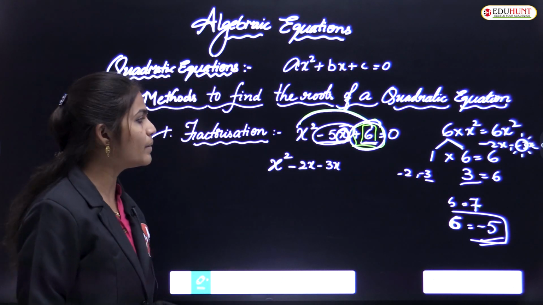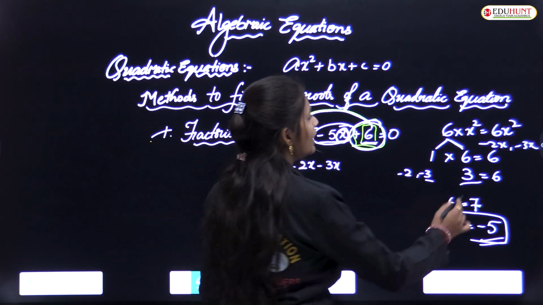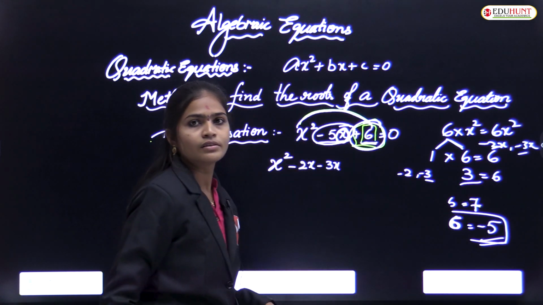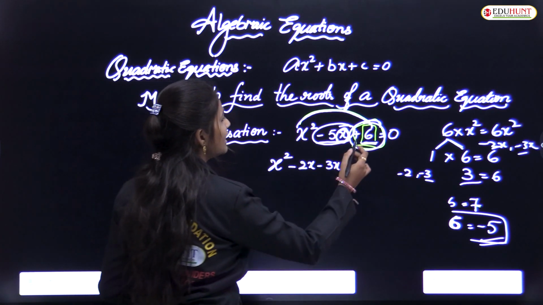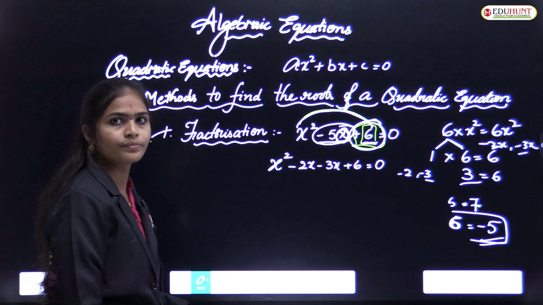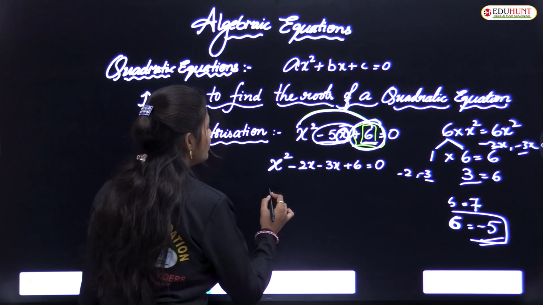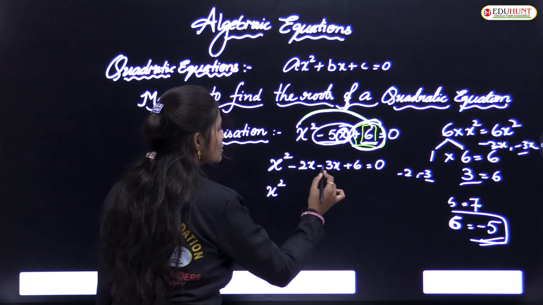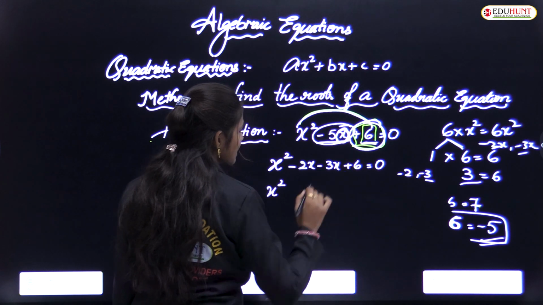Okay, first it is better to take the factors of 2 and 3. Okay, 2 and 3. After that, whichever value is there, write it as it is. So plus 6 is equal to 0. Is it clear to you? Now x square minus 2x minus 3x plus 6 is equal to 0.